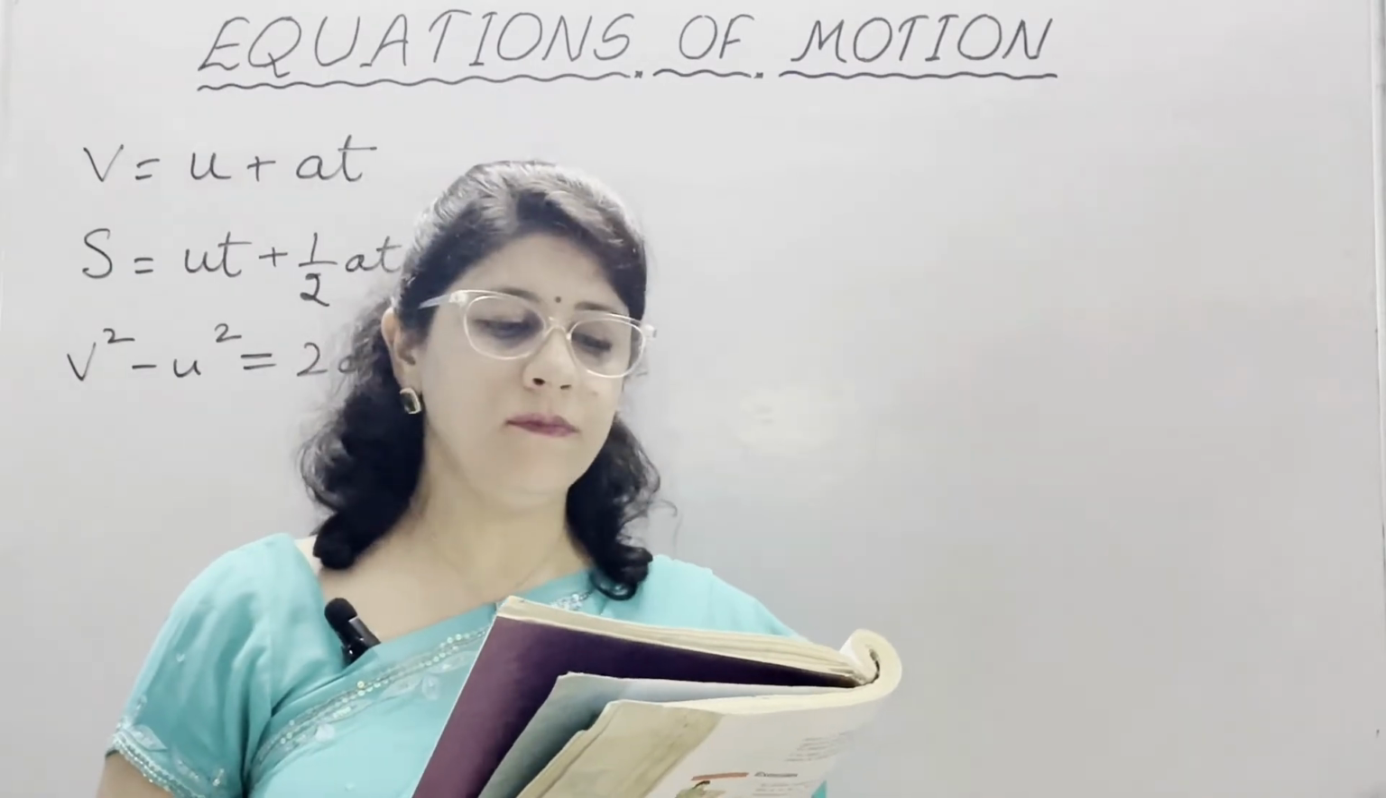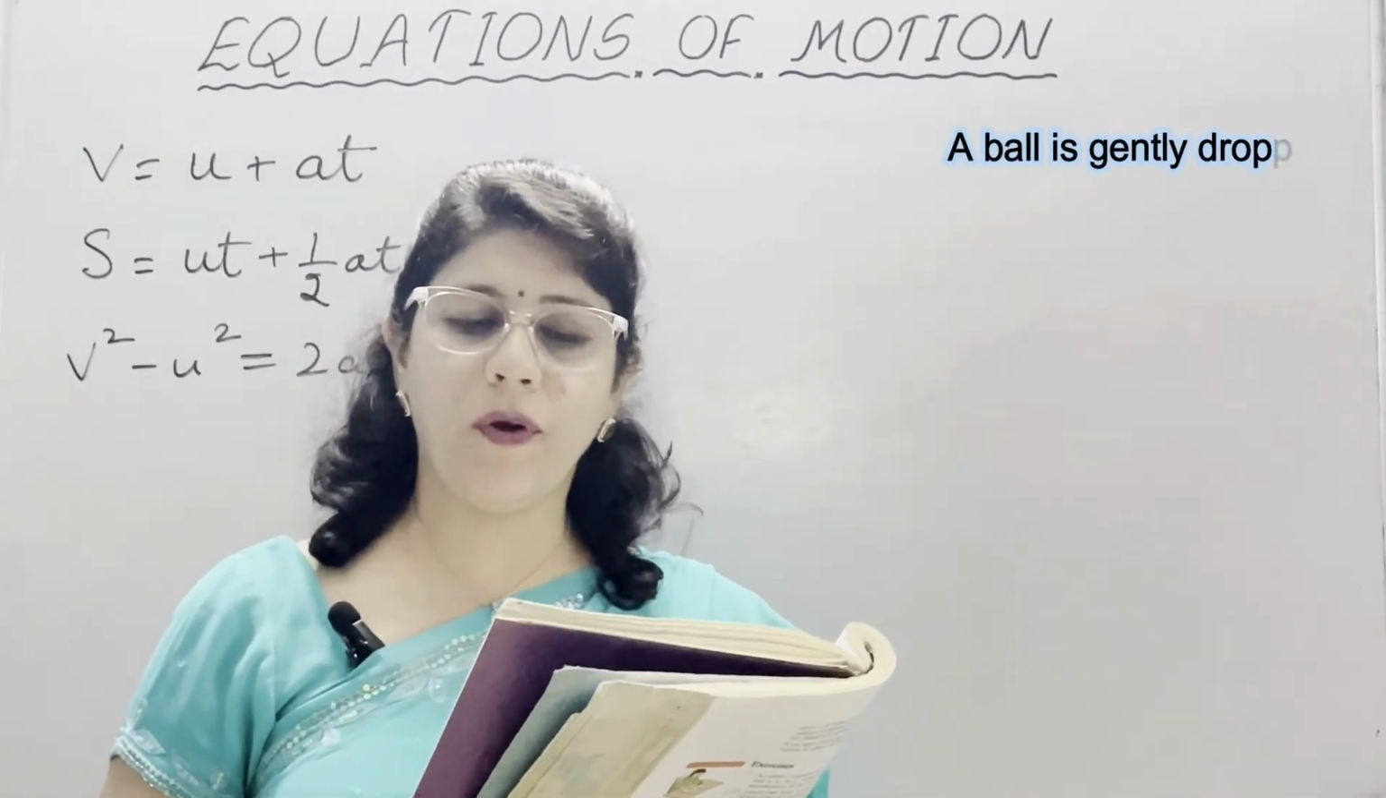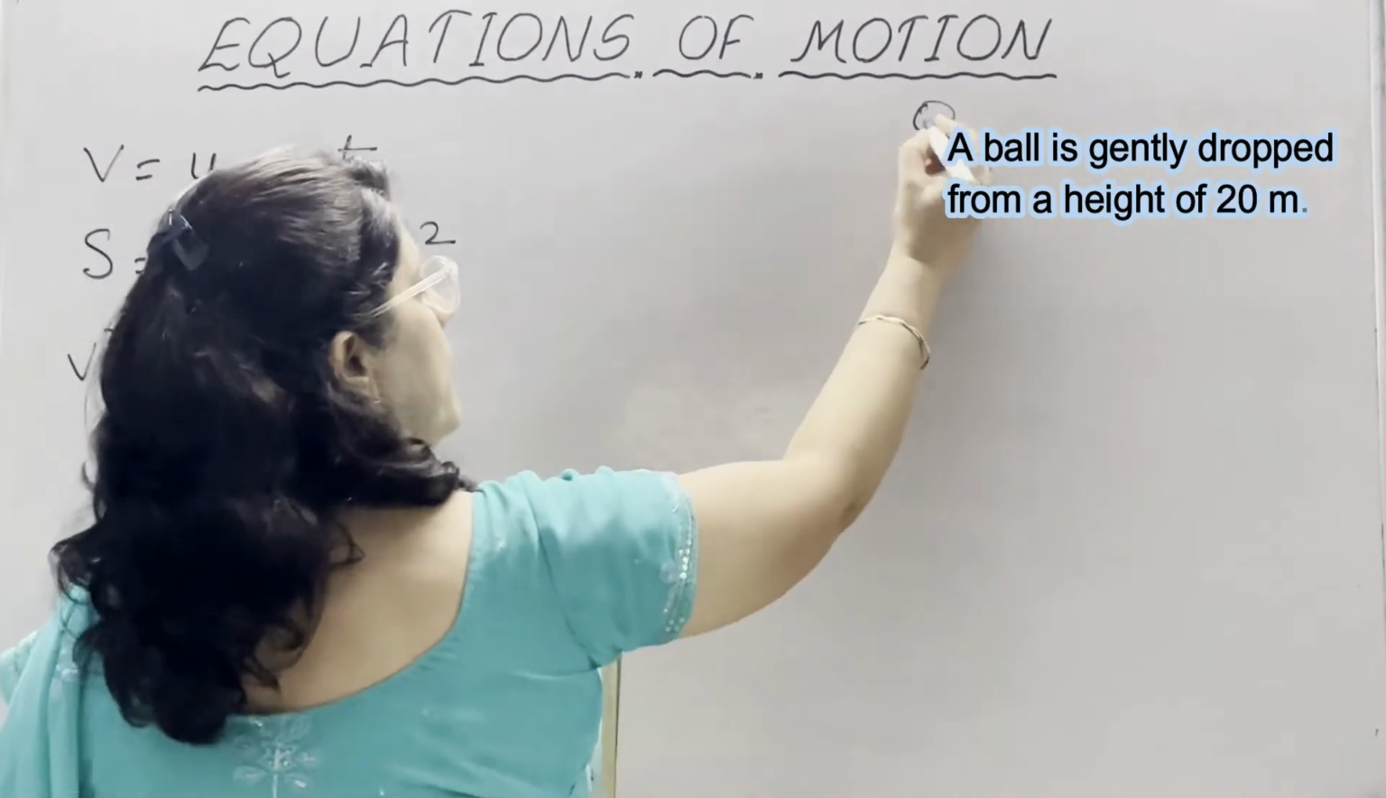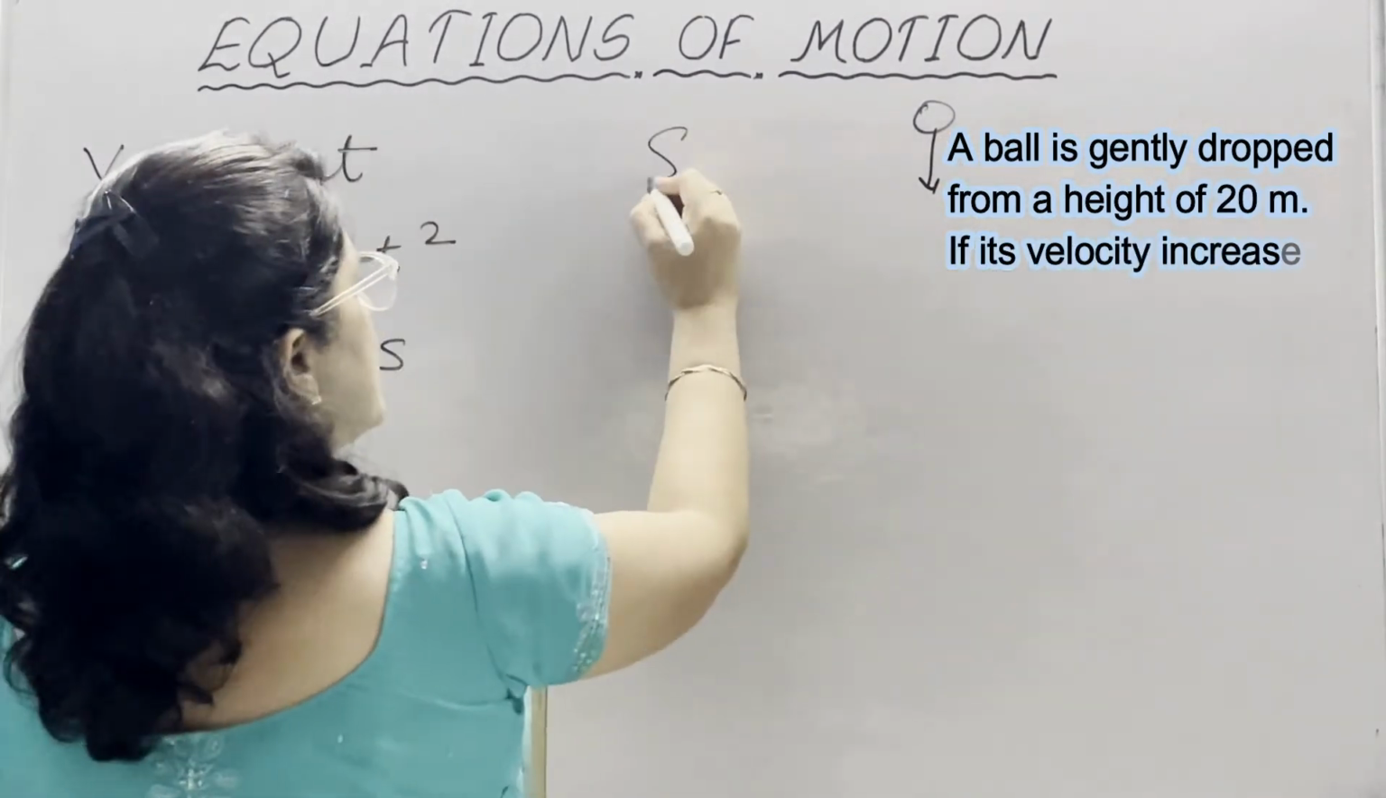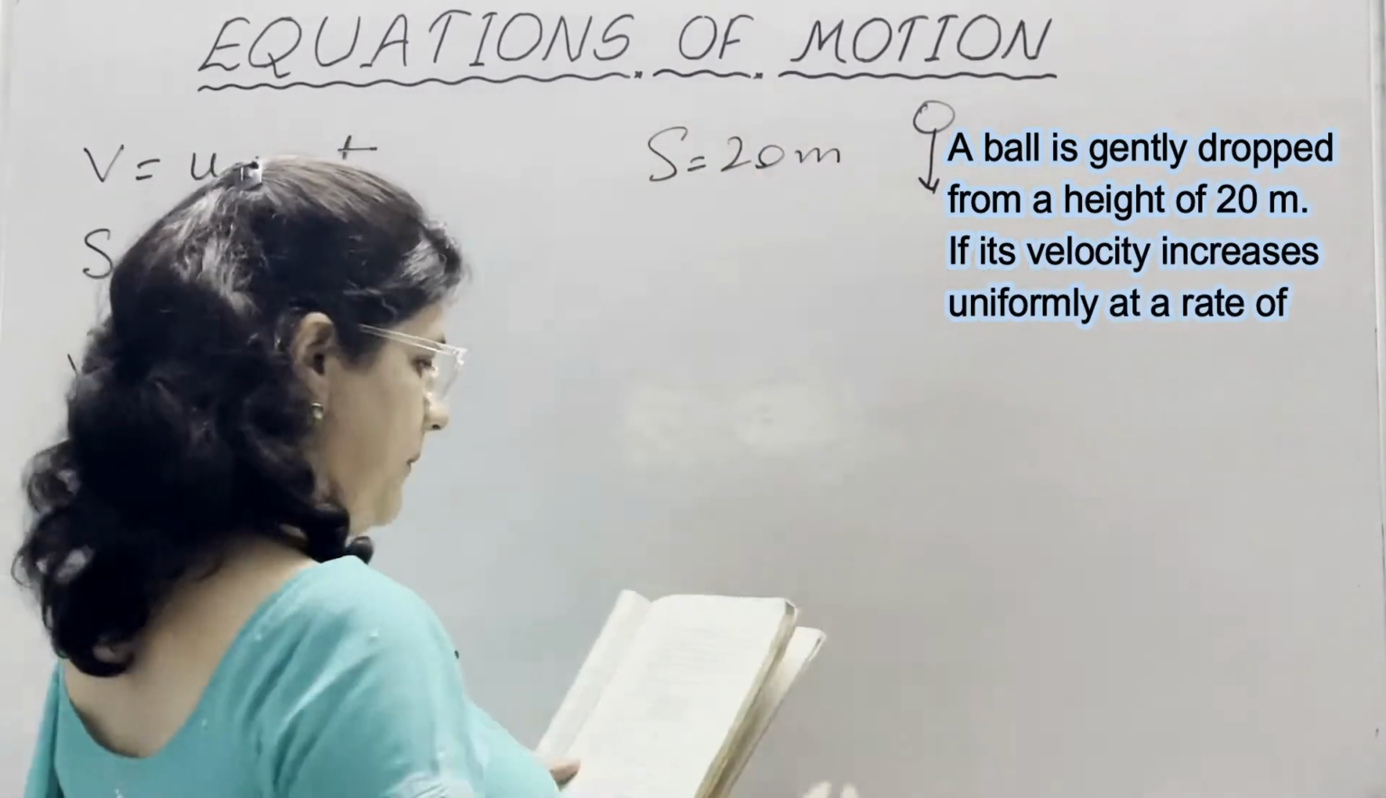Coming to the next numerical. A ball is gently dropped from a height of 20 meter. Ball is dropped from a height of 20 meter. So distance is given as 20 meter.